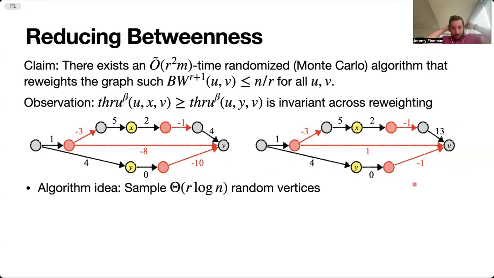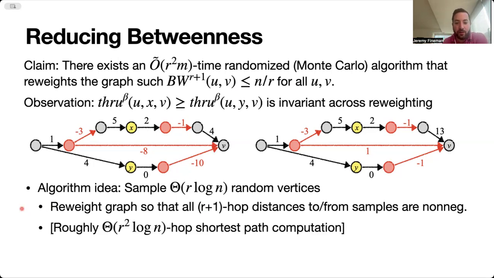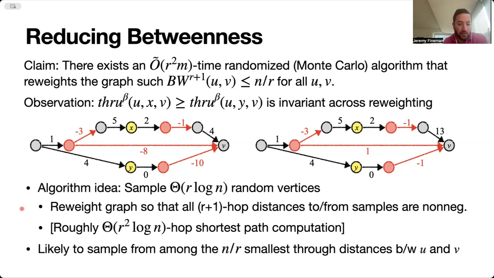Now, once we observe that these comparisons are invariant, it's not hard to come up with an algorithm to reduce the betweenness. And the idea is just to sample R log n random vertices and then reweight the graph so that the R plus 1 hop distances to or from the samples are non-negative. Now you can do this by basically running R squared log n hop shortest paths. It's not really that hard to do this, so I'm going to sweep that aside.